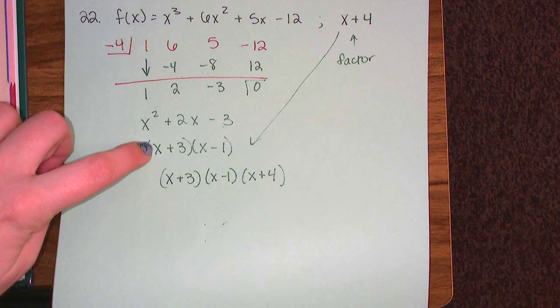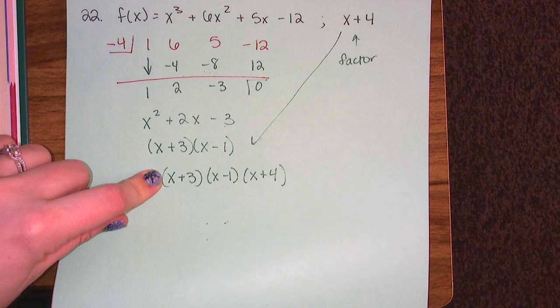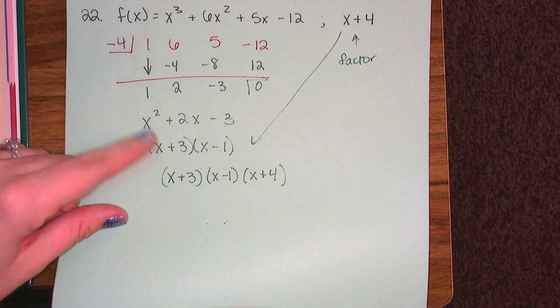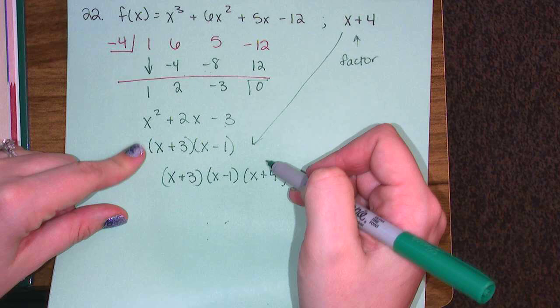From here to here? No, you don't have to. You can do it all as one. I just did that so you see that we factored here and then we brought this down. Normally I wouldn't do it in two steps.